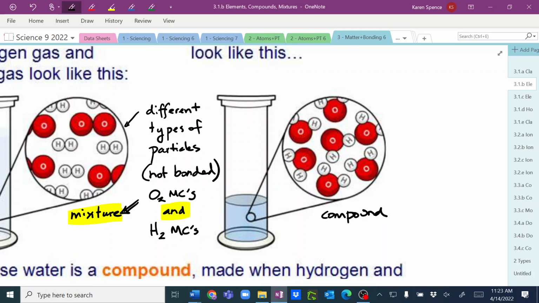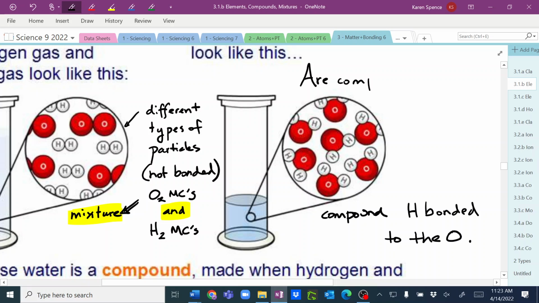Compound. How's this compound looking? How do we know it's a compound? Yeah, the H is bonded to the O. Are compounds pure substances? Are compounds pure?